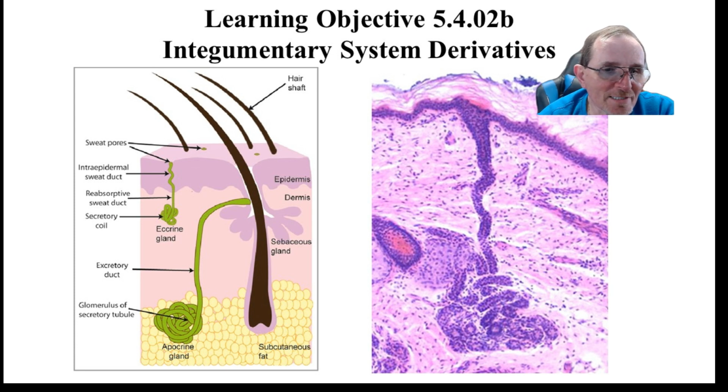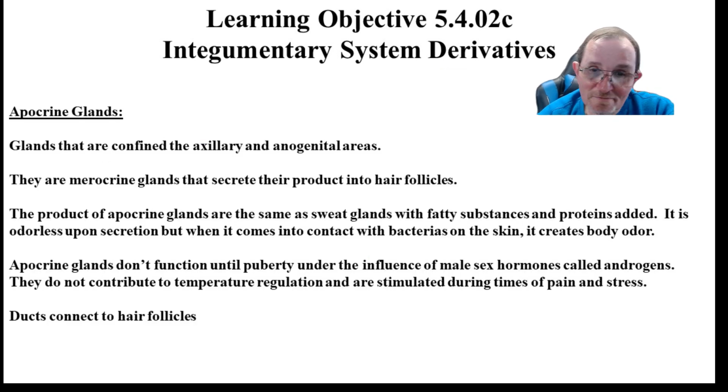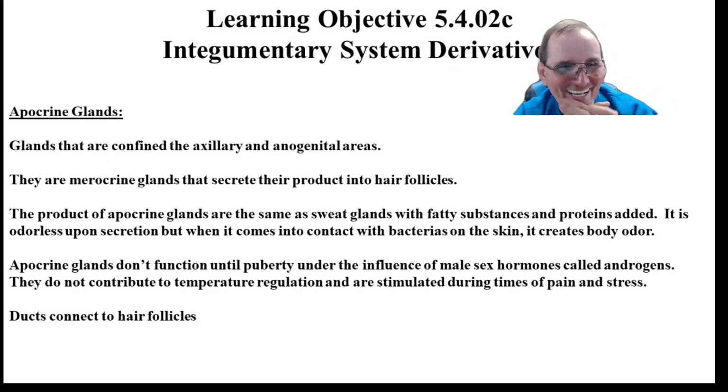Now the apocrine sweat glands, these guys are going to end on the hair shaft. Yeah, I know the oil glands, the sebaceous glands do too, but these guys kind of look like a cluster of grapes. This looks like a sweat gland, but instead of going to the surface. We'll talk about the apocrine coming right now. These glands are in the axilla and the anogenital region. These are merocrine. They do the same thing, exocytosis.